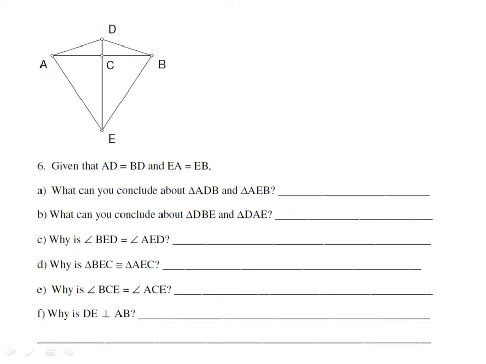Welcome back for number 6. You can see the problem that has been identified, or the figure that's been identified for use with number 6. And first I'm going to start by marking it up. Okay, AD equals BD, and EA equals EB.